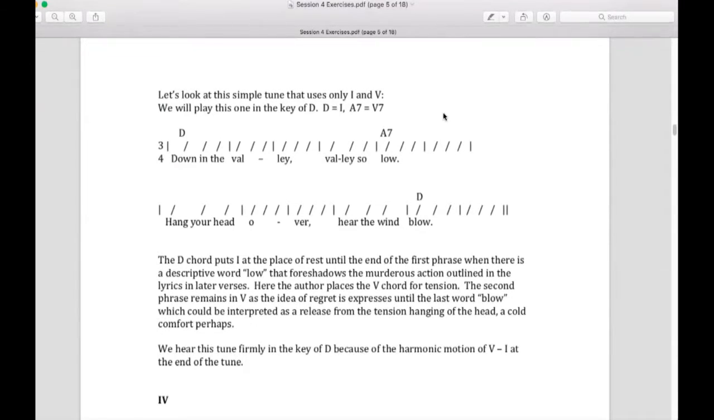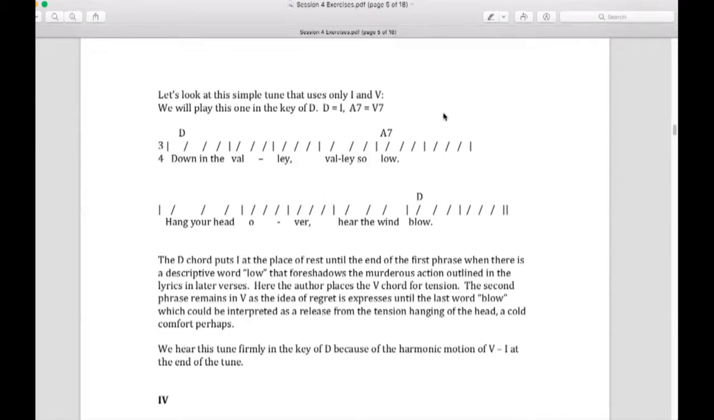All right, so D is 1. And then the notes of the scale: D, E, F sharp, G, A. A is 5. D, A, D. So A7 is 5-7, right? So let's just play D. Let's play A7, 5. And then back to D is 1.